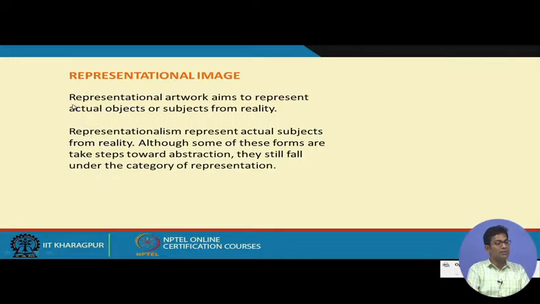This is the time when we look at representation, which aims to represent actual objects and subjects from reality. As the name suggests, it is very easy to understand. The representational image is the image which is trying to depict reality. So, it is trying to represent something in a real fashion.